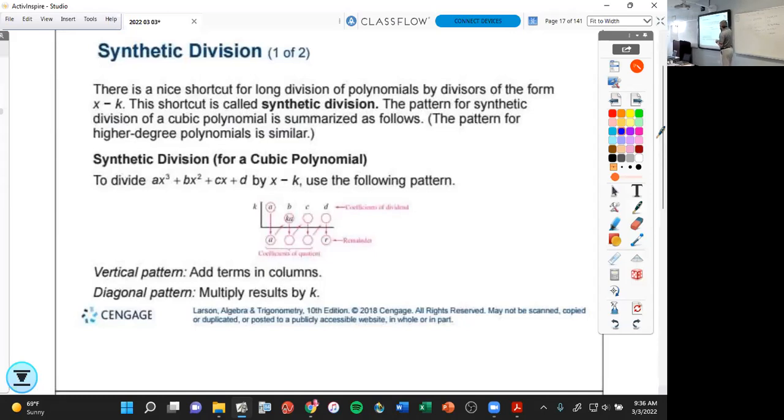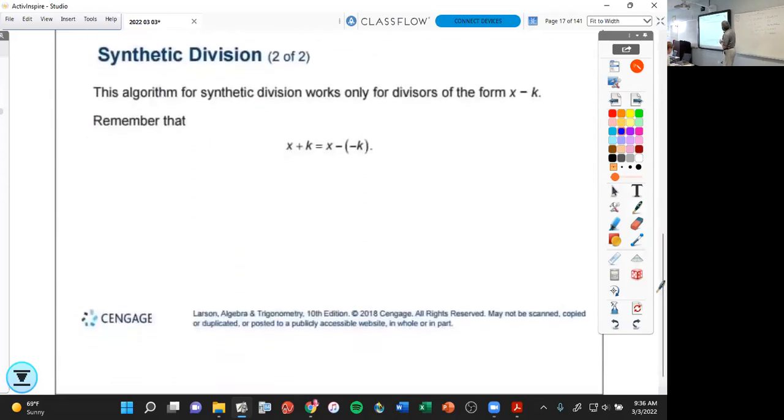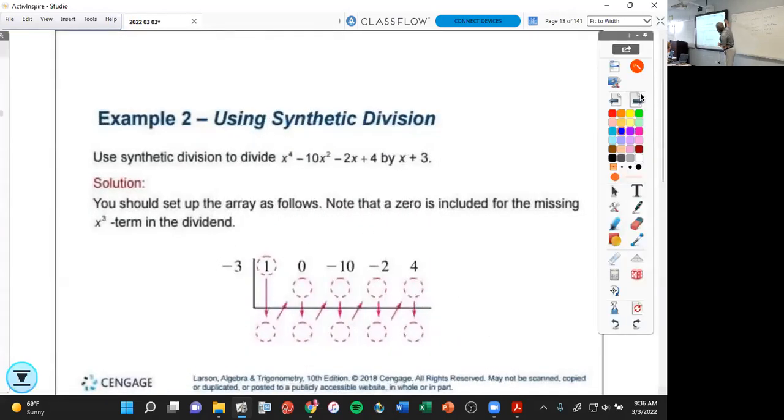Here's a little pattern of what's going to happen. Makes a lot of sense. Not really. We're going to move on. So remember that if I give you a 0, know that x plus k and x minus negative k are the same thing. Okay, synthetic division. Here's an example. Use synthetic division. I'm going to divide x to the 4th minus 10x squared minus 2x plus 4 divided by x plus 3.